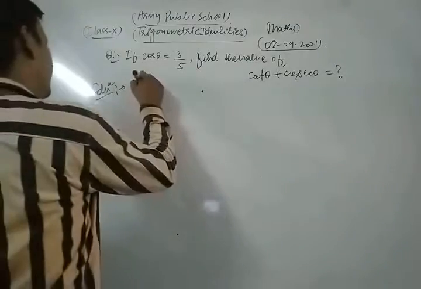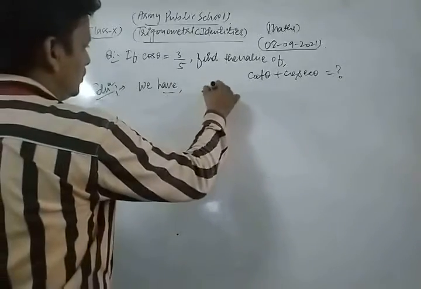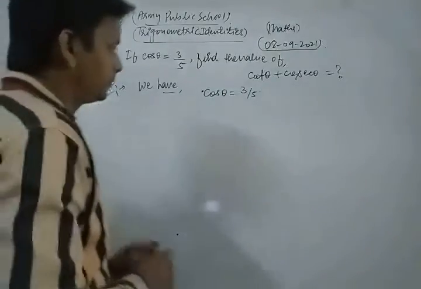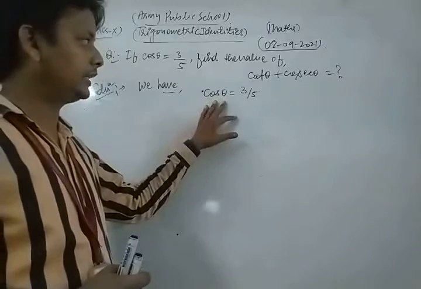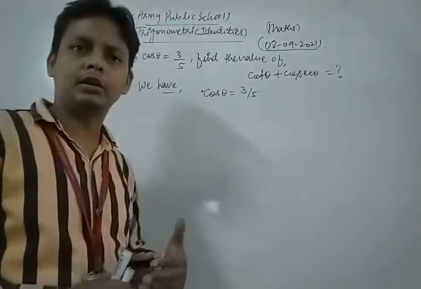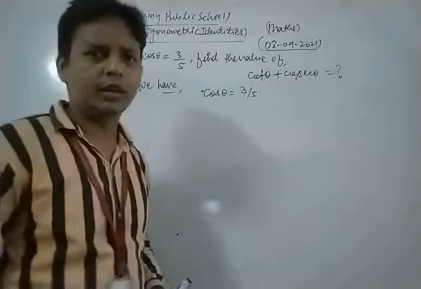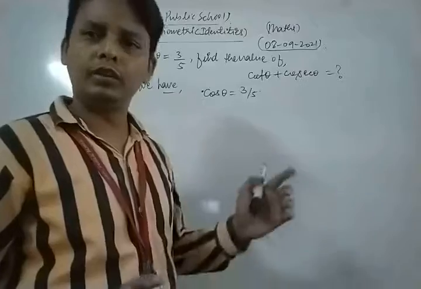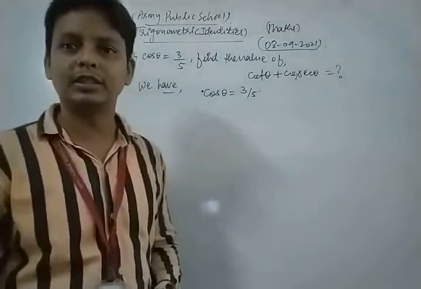First of all, we have cos theta is equal to 3 by 5. So first from there we find the value of sine theta with the help of the identity. Either you can solve it by forming a right angle triangle, in this way you also find the value of sine theta and cot theta. So we find the value of cosec theta and cot theta by using the identity.